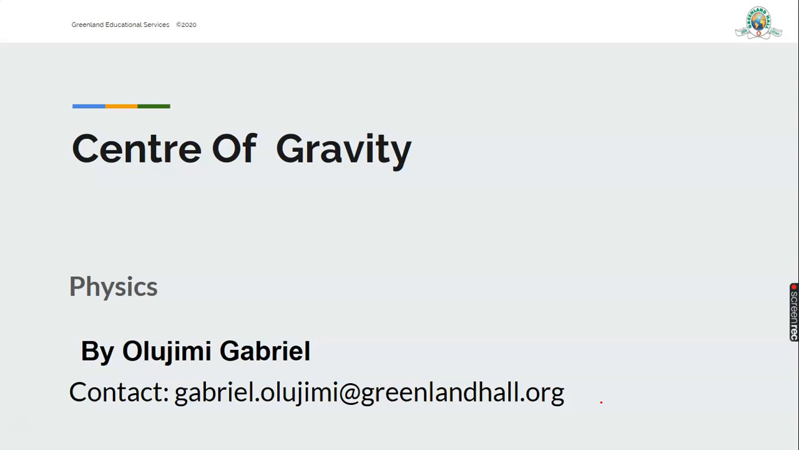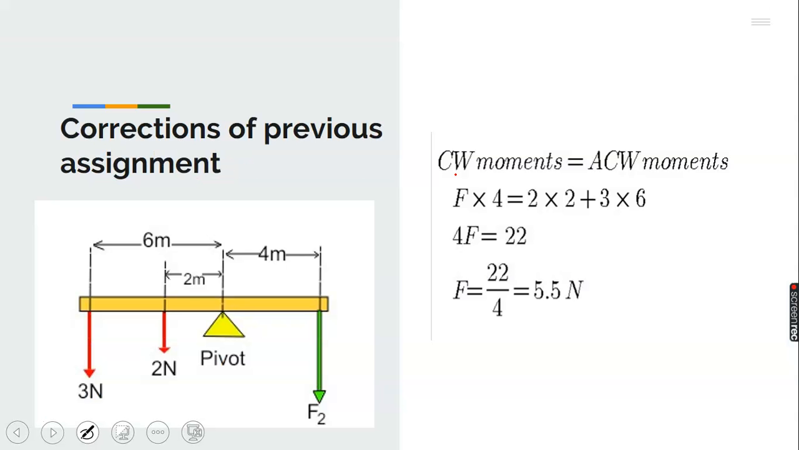Today we'll be talking about center of gravity. Last time we talked about the moment of force. Now here is the continuation of that topic. But before we continue, here are the corrections to the previous assignment. We are supposed to find the value of F2.